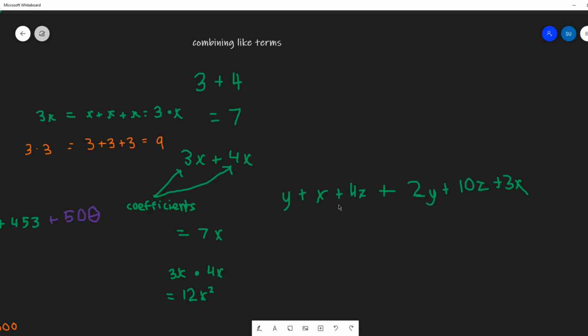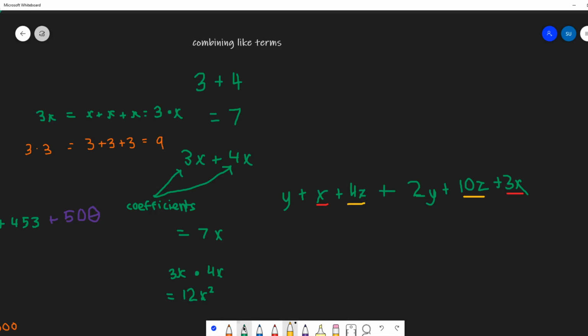Now we can't do something like adding y and x, because y and x are different terms. We can't add 4z and 2y because z and y are different terms. But we can add y and 2y because they both have the y, and we can add the x and the 3x because they both have an x. I'm gonna actually color code these, so we'll make x red, we'll make z yellow, and we'll keep y green.